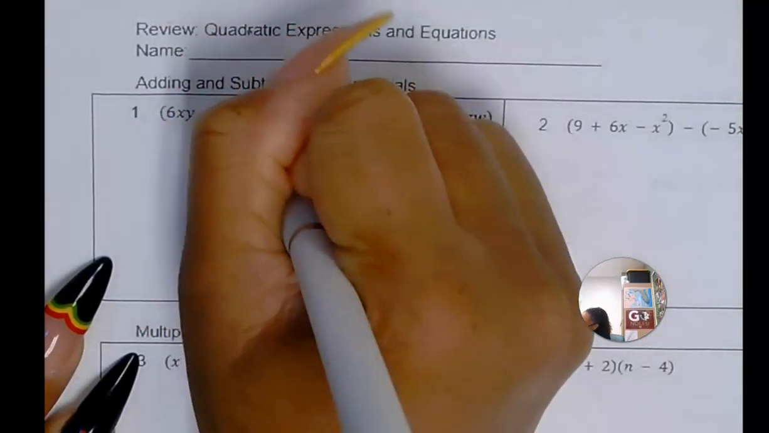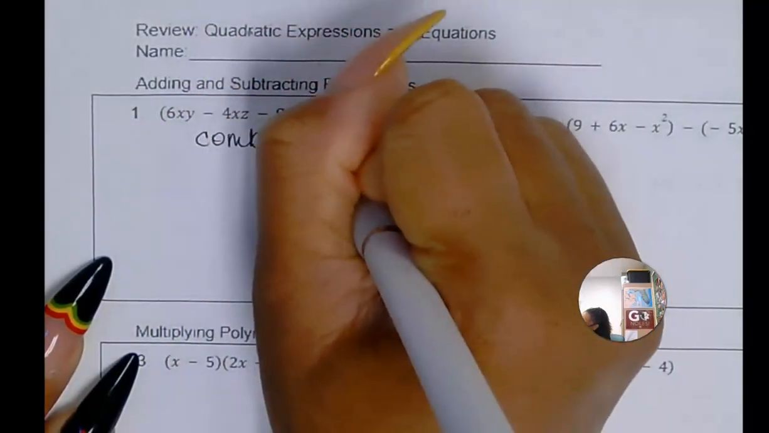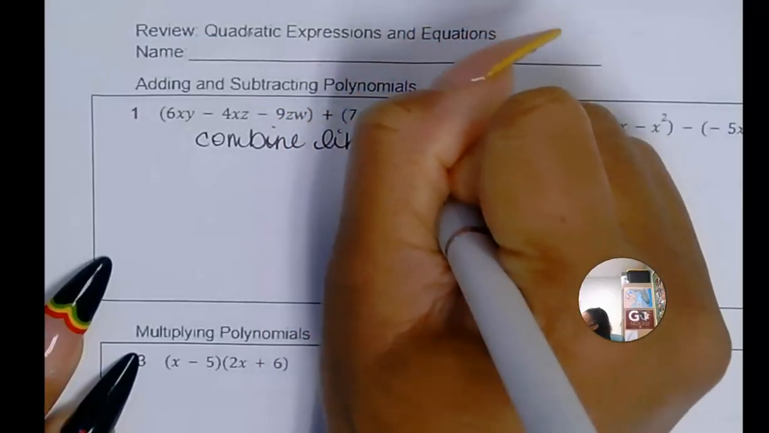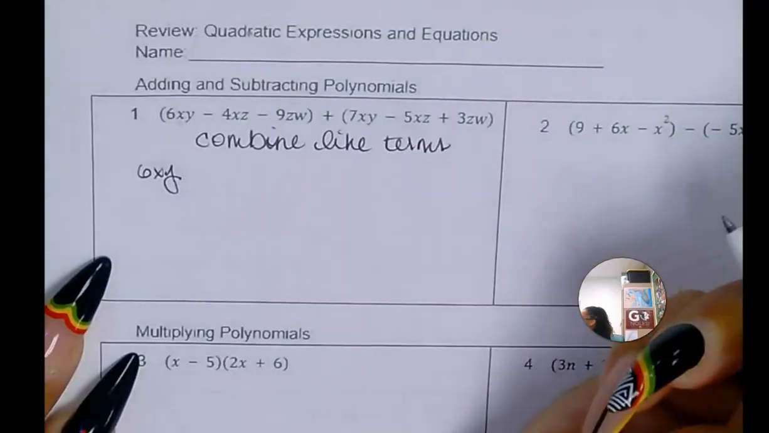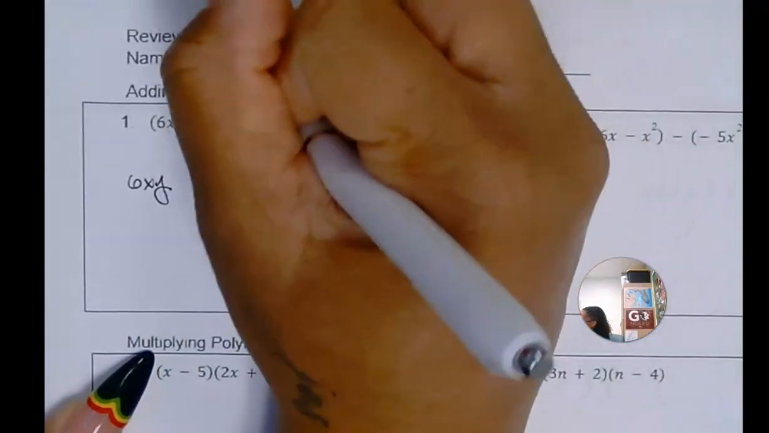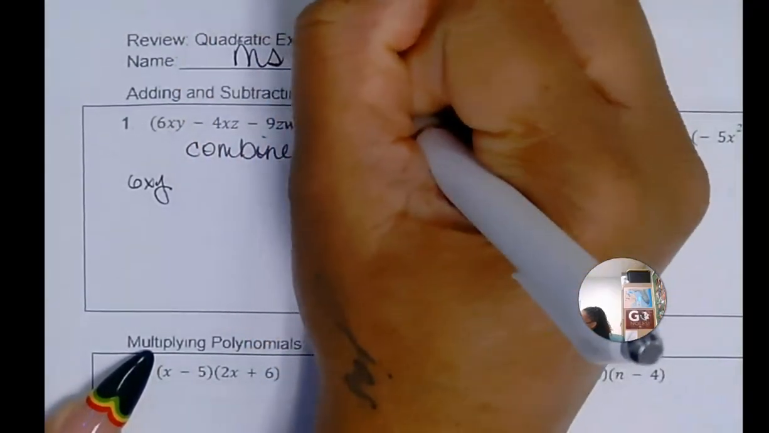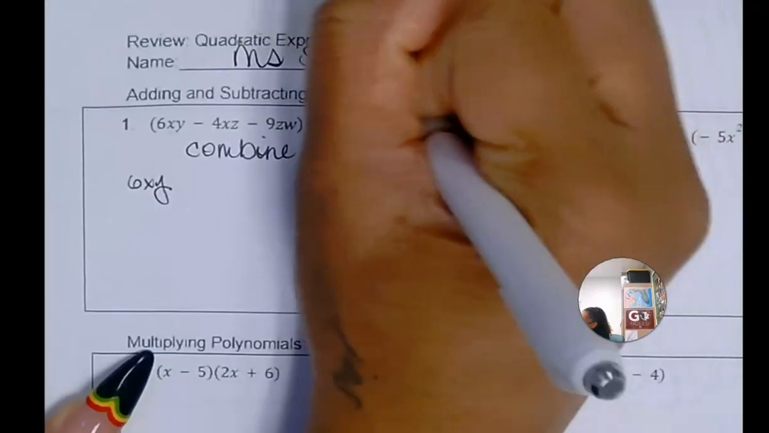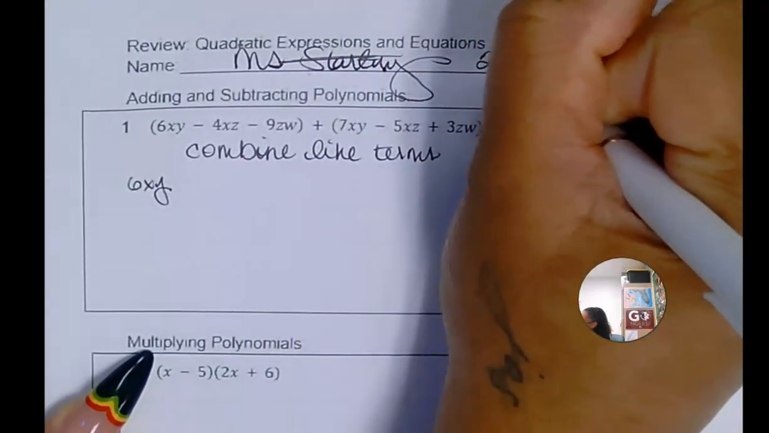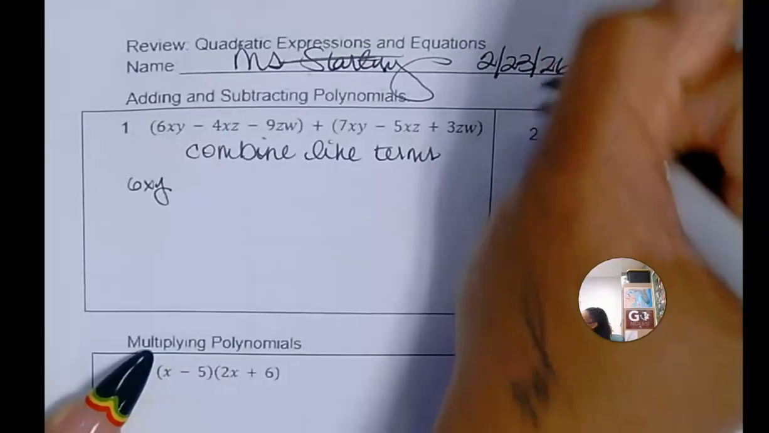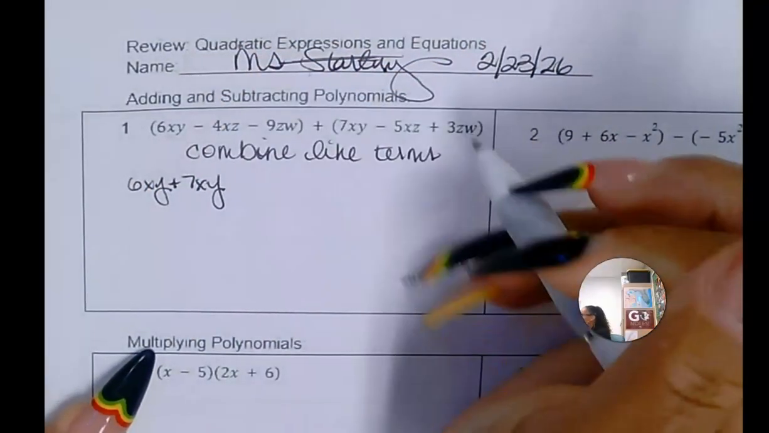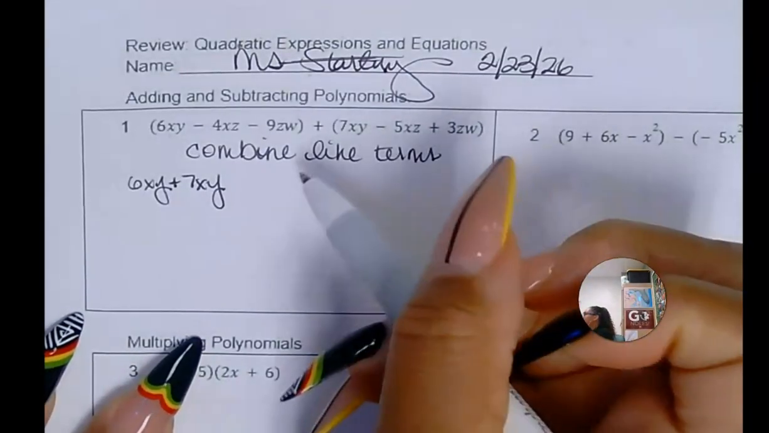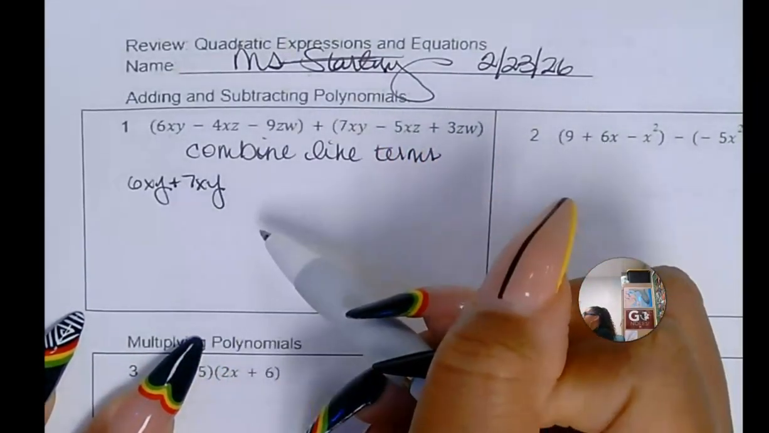So here we're combining like terms. Who's alike? So what do I put? 6xy and then what? Plus 7xy. Hold on, let's do all of the combinations first. Then we'll do the math later.